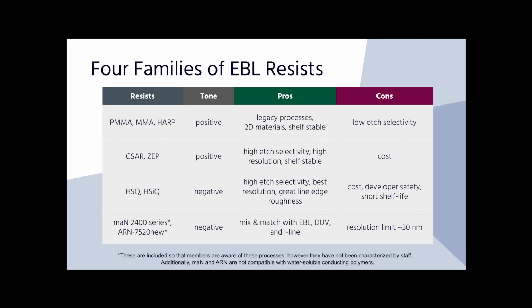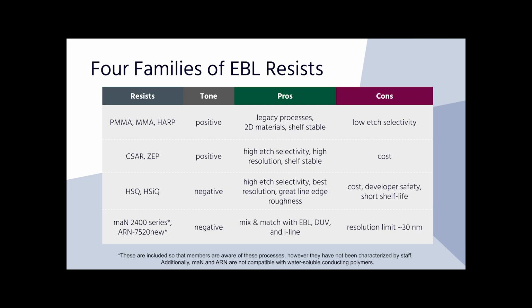While the PMMA and CESAR ZEP families are positive resists, the next two families of products are negative resists. The areas that you expose remain, and all unexposed areas are washed away during development. This can be critical for certain designs.